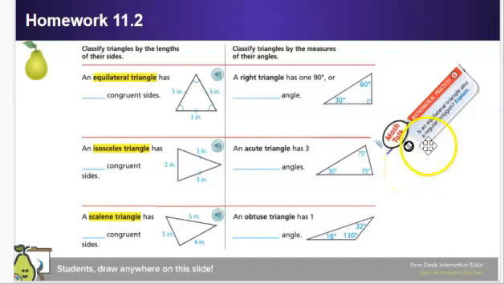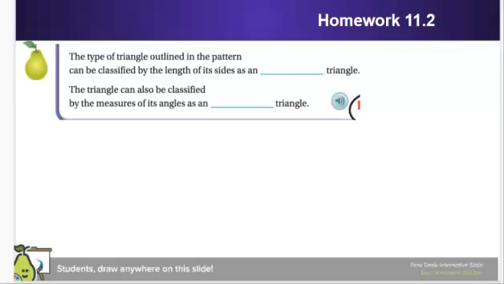All right. Is an equilateral triangle also a regular polygon? Yes, because all the sides and all the angles are equal. All right. So the type of triangle outlined in a pattern can be classified by the length of its sides as a what kind of triangle? So go ahead and give these a go.